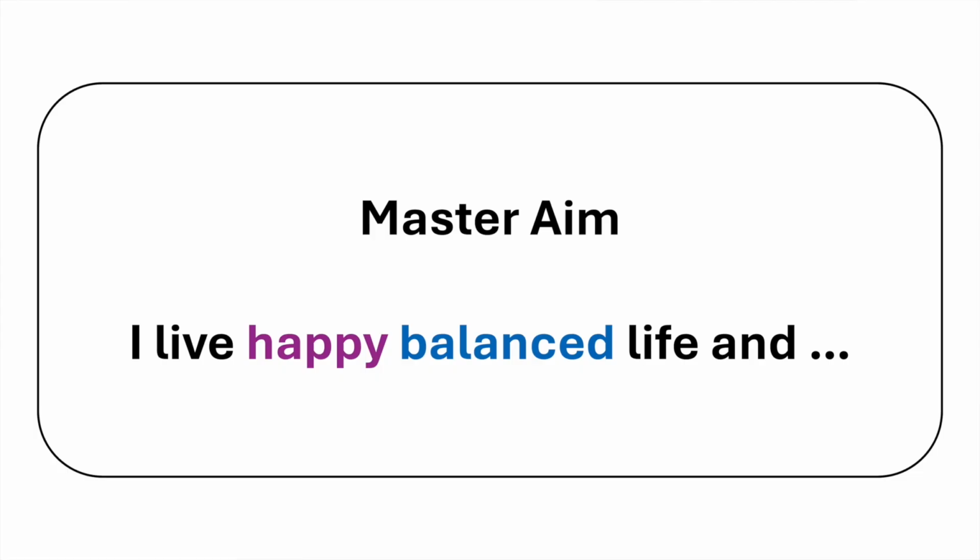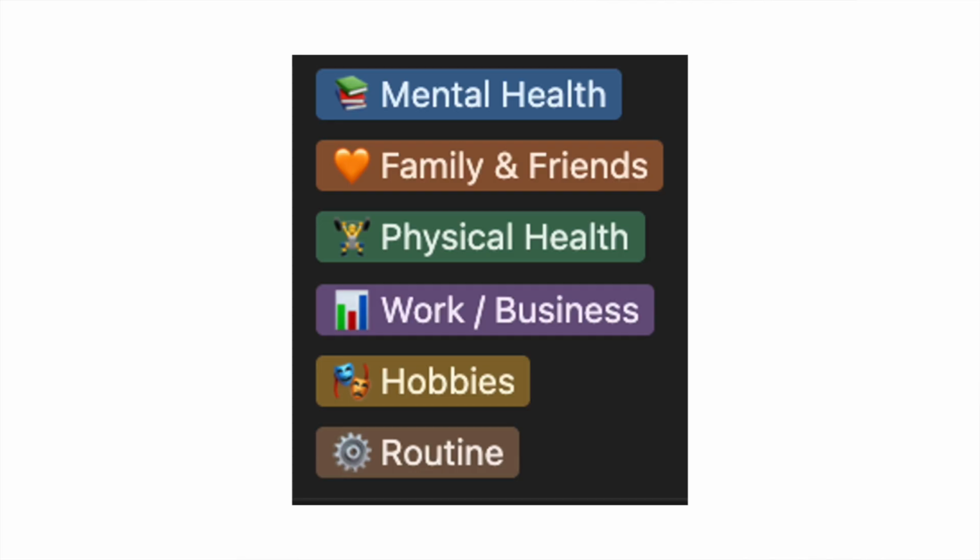Master aim basically answers the question, what do I choose to do and not to do in my life? What do I put in Kanban and what do I ignore? Regarding the 6 life areas, this is basically something that makes the whole system colorful and life much more balanced.